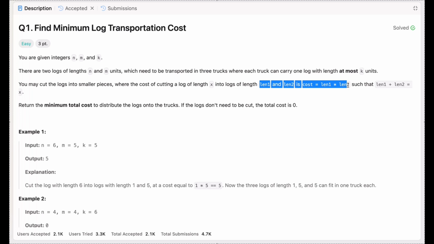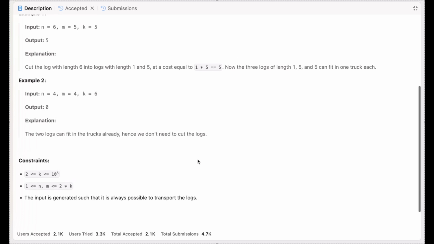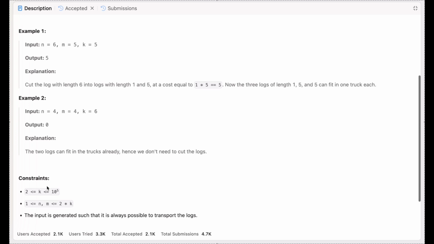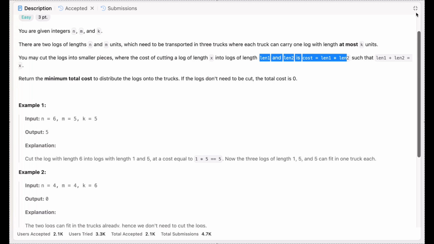So you want to cut the logs in a way that minimizes the total cost and fits all the pieces into 3 trucks, right? So what are the key constraints we have been given? Each truck can carry one piece, and each piece must have length less than or equal to k, right? And there are only 3 trucks, and you can cut each log at most into 2 pieces. If no cutting is needed, return 0, cost is 0. I hope you understand, right? Let's understand the code.